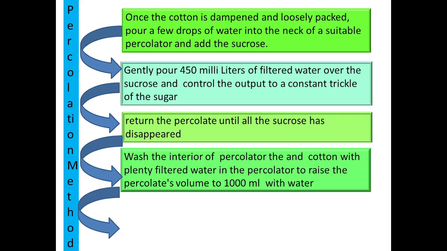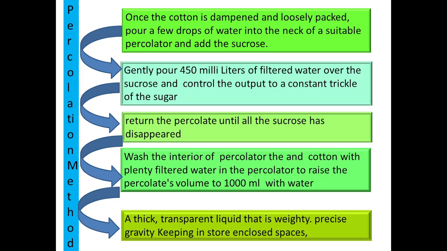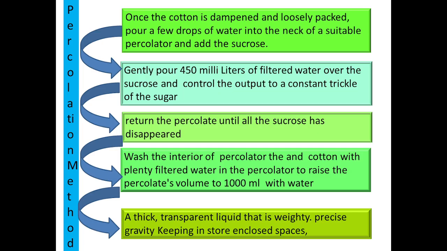Wash the interior of the percolator and cotton with plenty of filtered water to raise the percolate's volume to 1000 ml with water. So you have to now wash that percolator as well as the cotton with filtered water and make up the volume up to 1000 ml. A thick transparent liquid that is weighty, with a precise specific gravity, is kept in tightly closed containers. Now when the thick transparent liquid having the precise gravity is produced, then the syrup is prepared.